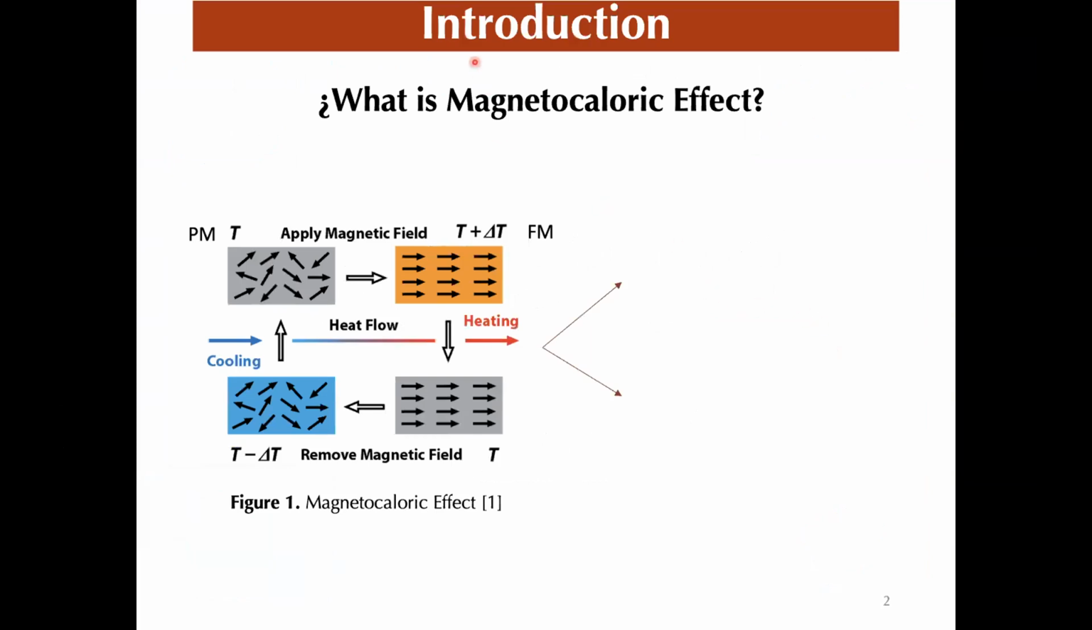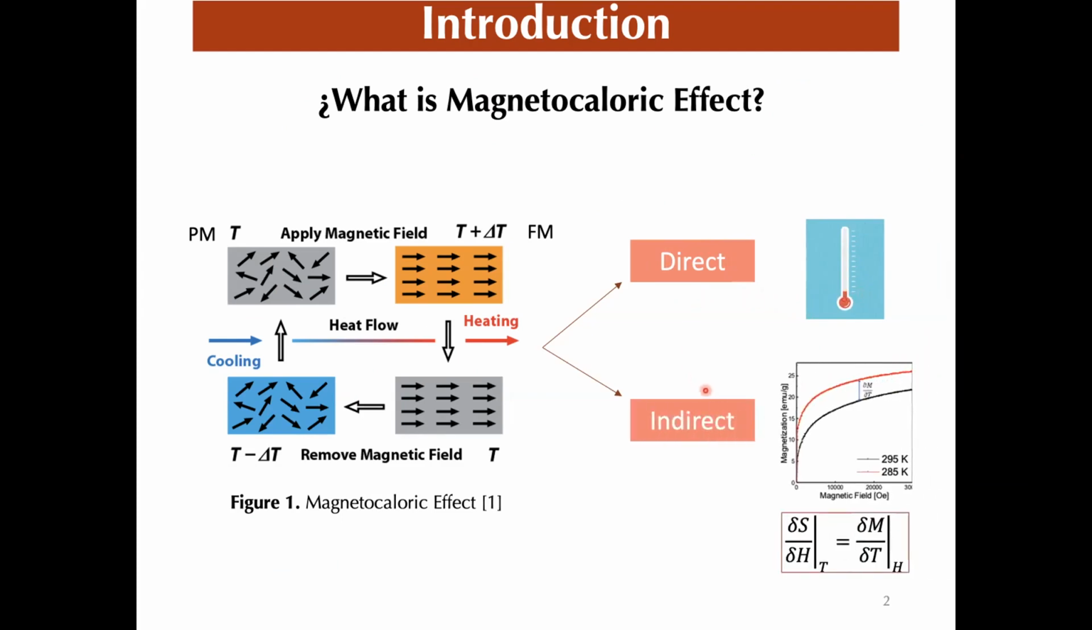Let's start from the introduction. What is the magnetocaloric effect? Well, it's a heating or cooling of a magnetic material when the applied magnetic field changes. This could be defined in two ways. The first way is the adiabatic temperature change, and we can measure this directly with a thermometer. And the second way is an isothermal change in the magnetic entropy, and we can measure this indirectly.